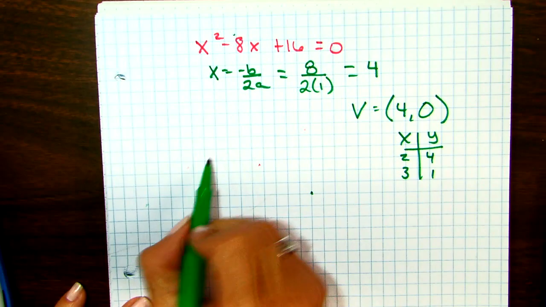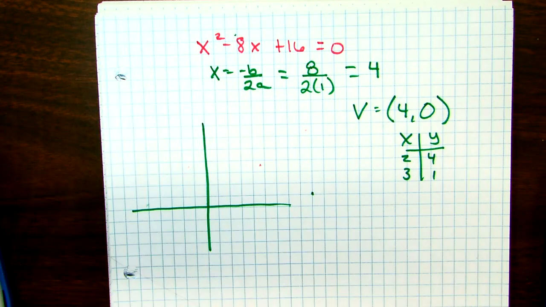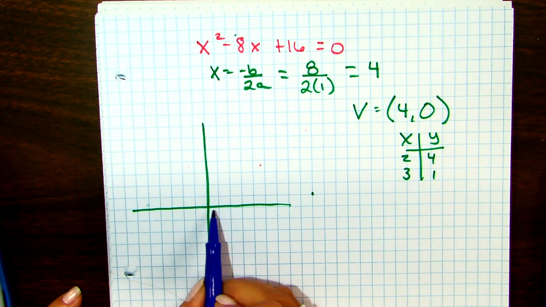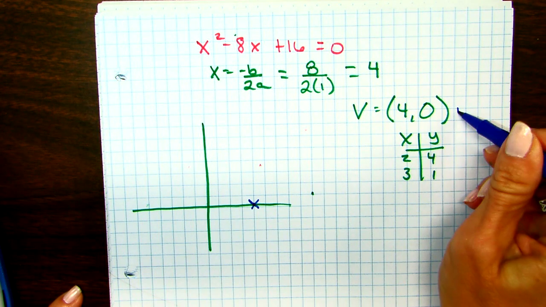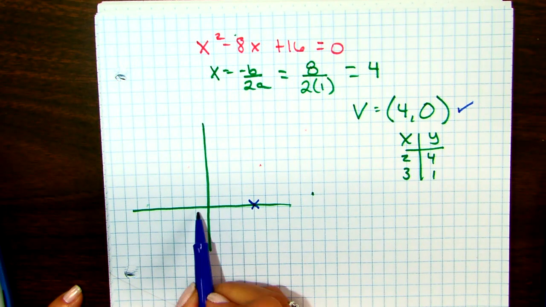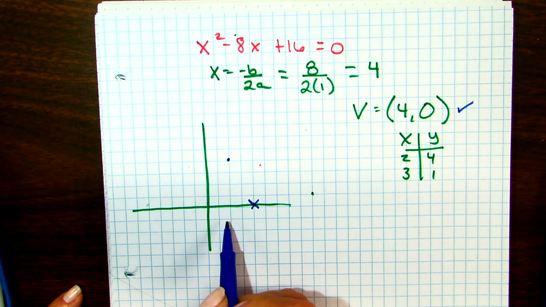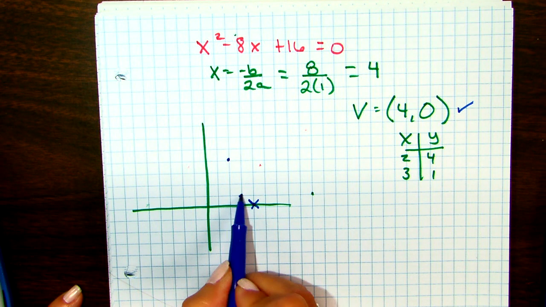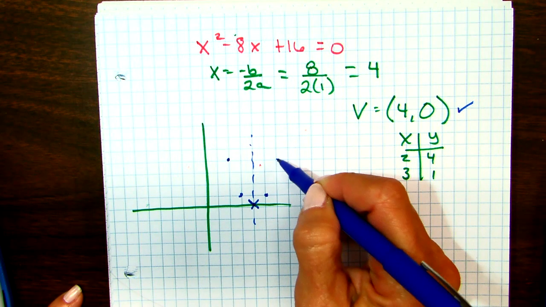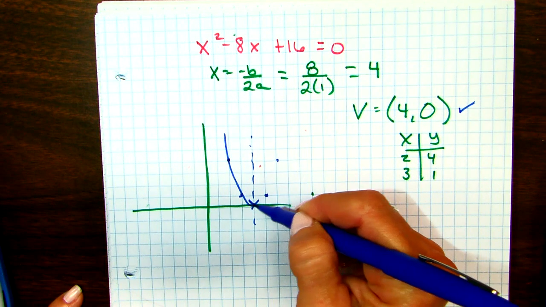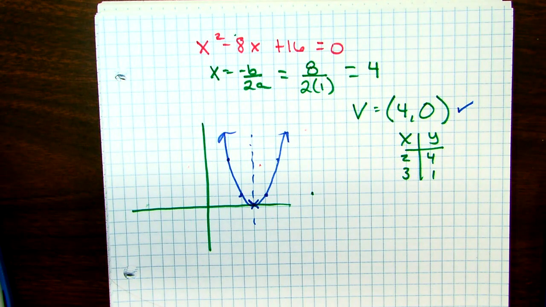Let's sketch the graph and answer the question. I lied and said this was going to be 2 solutions. This is only 1 solution again. Just plot that point, that's my vertex. Then 2 and 2, 3, 4, and 1, 2, 3, 1.